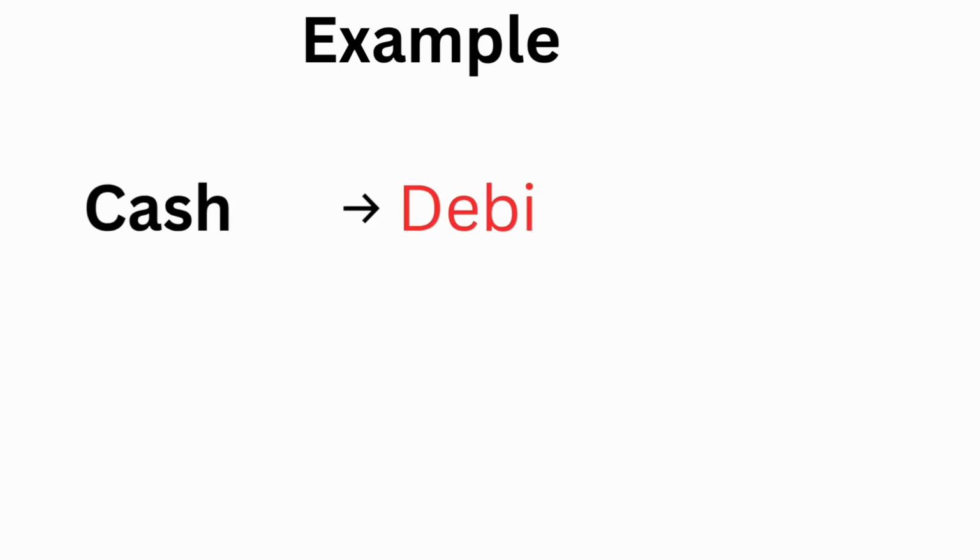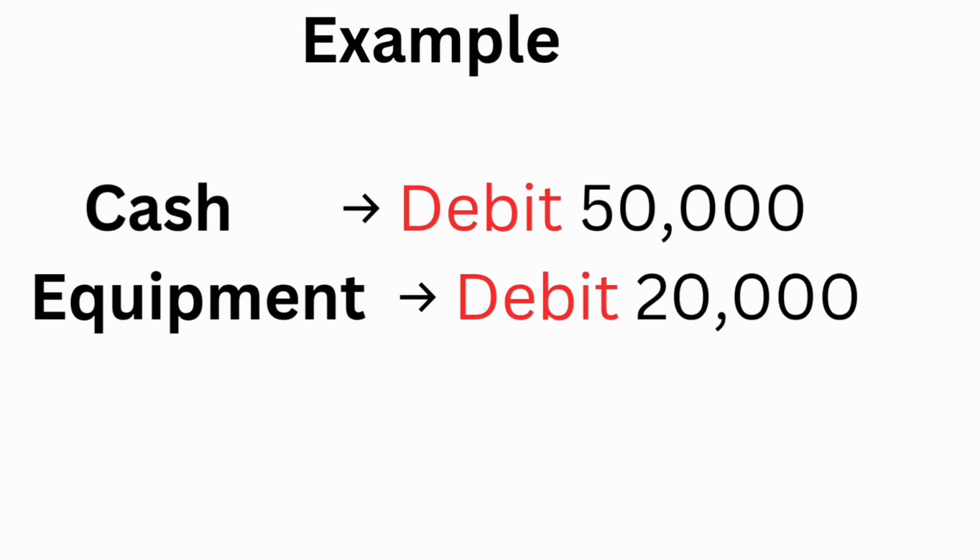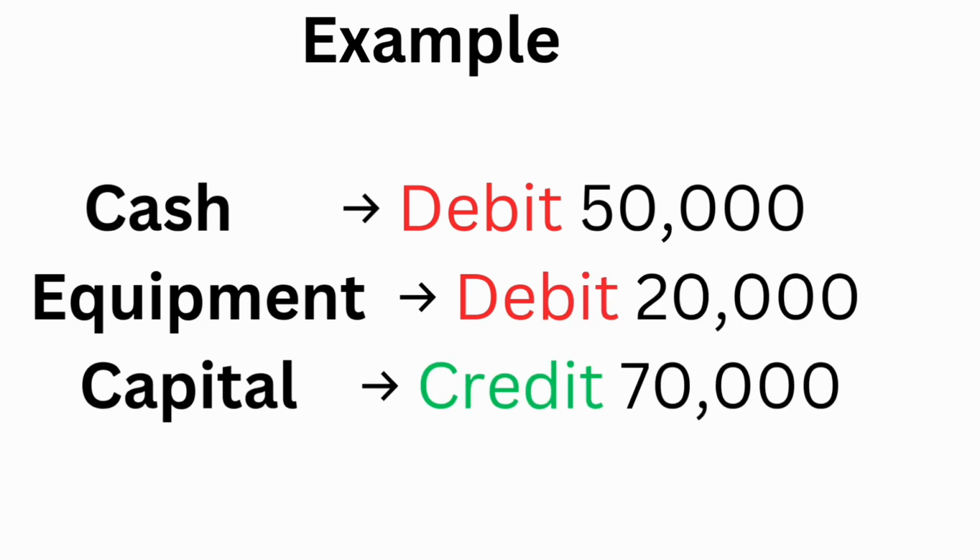Let's look at a simple example. Cash is debited with 50,000 naira. Equipment is debited with 20,000 naira. Capital is credited with 70,000 naira. When we add everything together, both sides are equal.